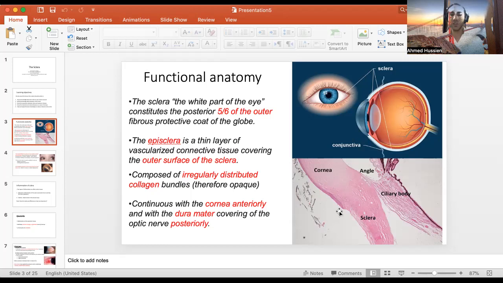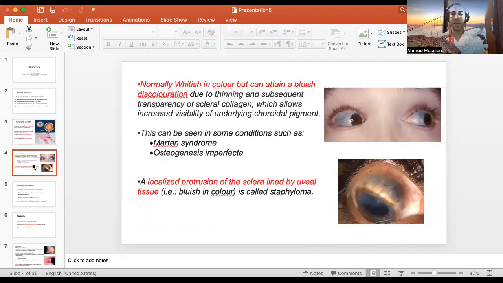Another important feature regarding the sclera is that it's covered with what's called episclera. Episclera is a thin connective tissue layer covering the sclera, and it forms part of the scleral structure. As mentioned before, the sclera should be white in color, and any change of the scleral color should alert your attention that there is something unusual going on.